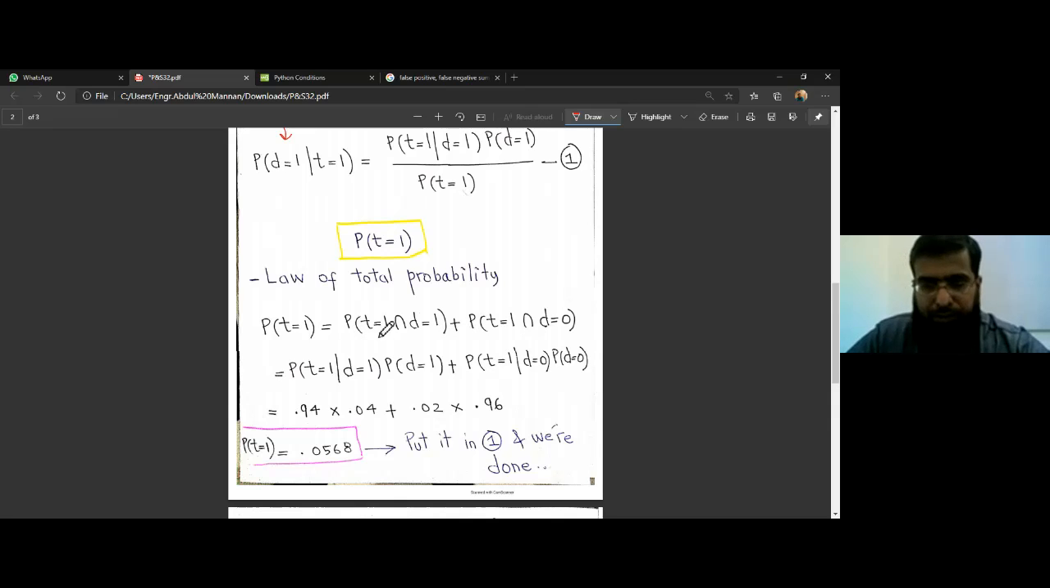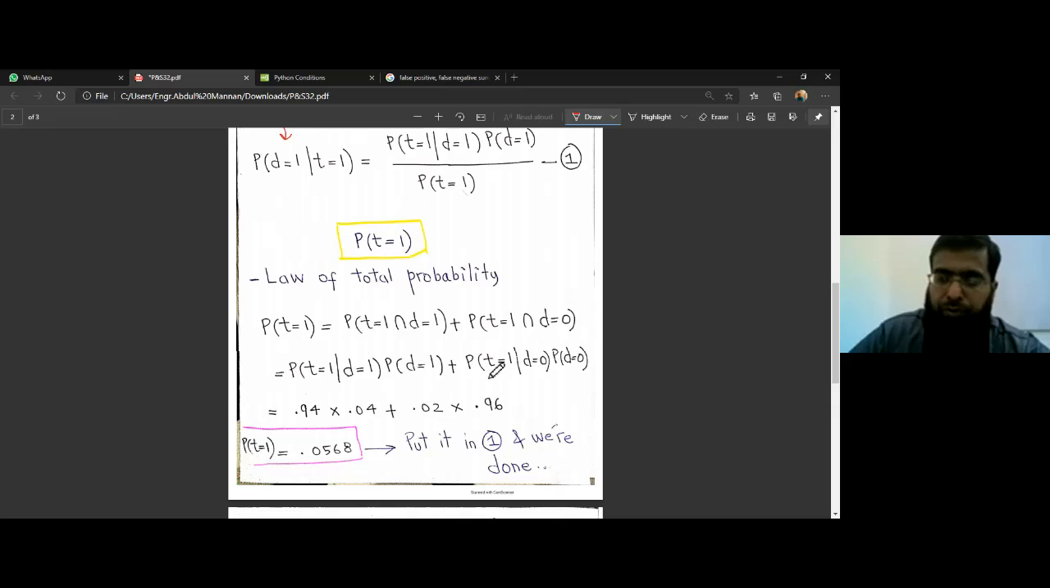To marginalize this D variable, we have to try all possible values of D and keep on adding these joint probability terms. Here we have only two options, D is equal to 1 and D is equal to 0. So we add these two joint probability terms to marginalize the D event, and then we are left with the probability of T is equal to 1. We know that this joint probability can be written as the conditional probability times the marginal probability, and on the same lines, this term can also be written like this.